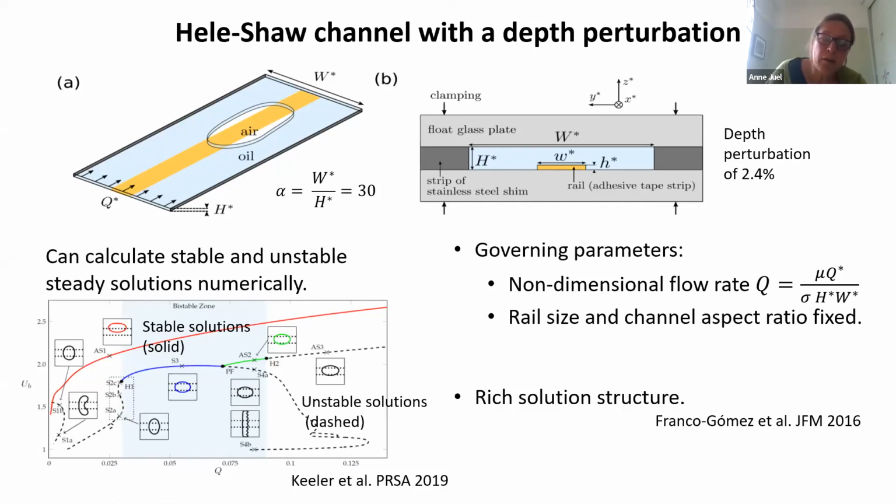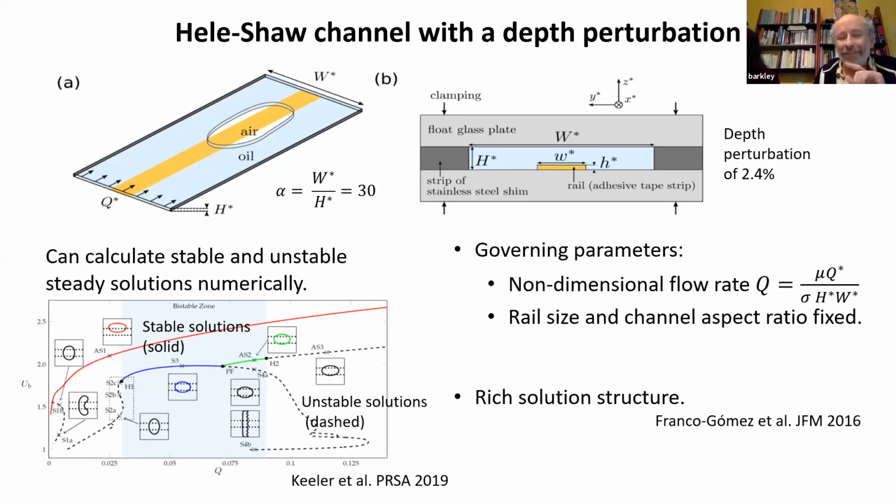But you have to be careful with these arguments, because in the unperturbed Hele-Shaw channel, you also have asymmetric solutions. They just happen to be unstable. And all of these solutions already exist in the unperturbed Hele-Shaw channel.